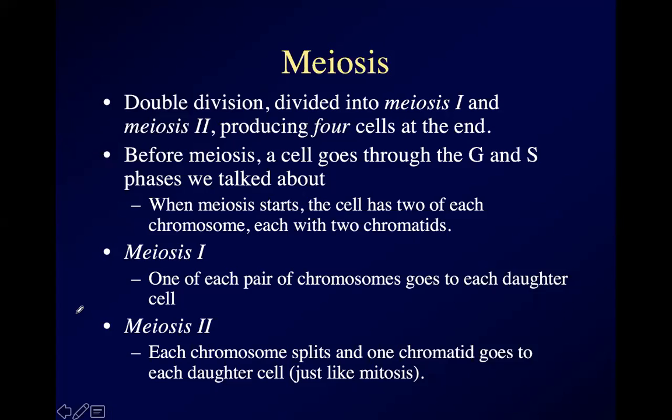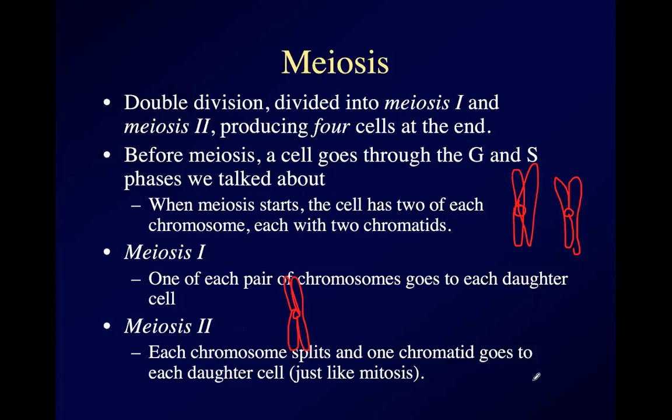So before meiosis, a cell goes through the G and the S phases that we talked about. So when meiosis begins, it's got a pair of every chromosome, and every chromosome consists of 2 chromatids. So right there is a pair of chromosomes, and each chromosome is made of 2 chromatids. In meiosis 1, each daughter cell gets 1 of each pair of chromosomes. So each daughter cell has 1 chromosome that's made of 2 chromatids.